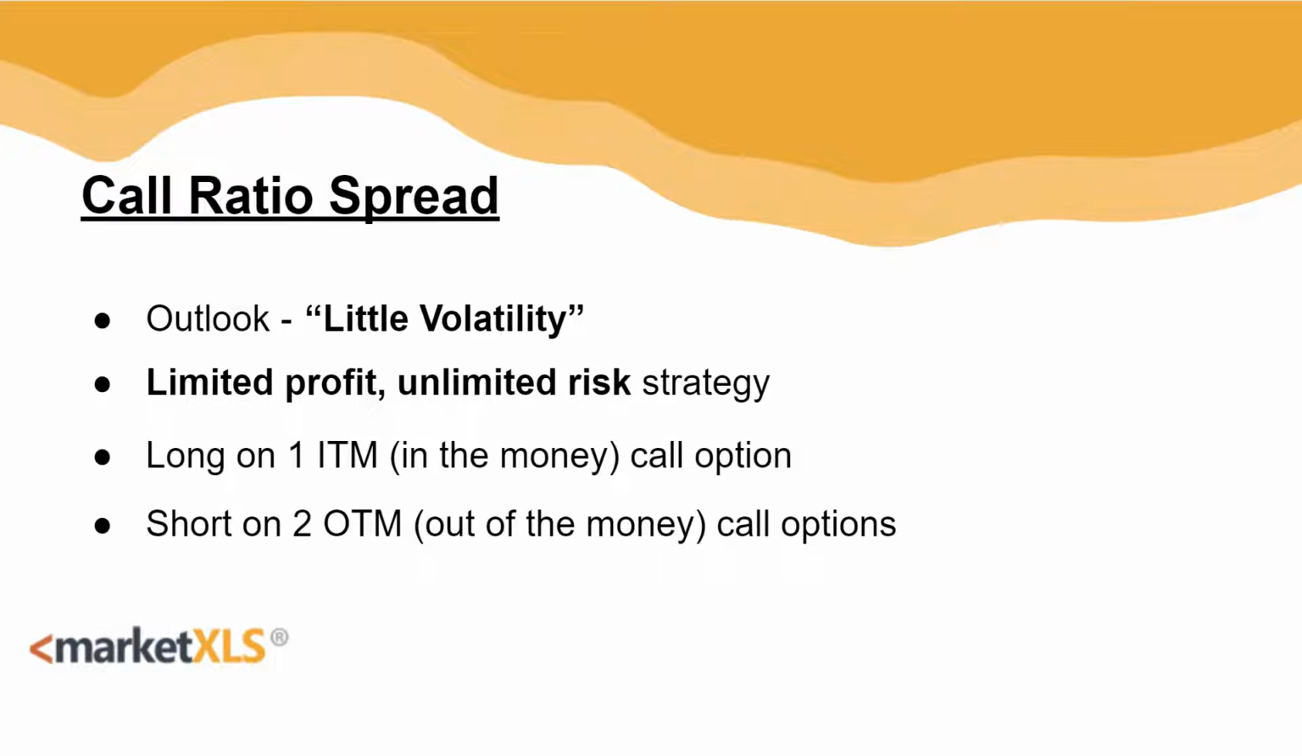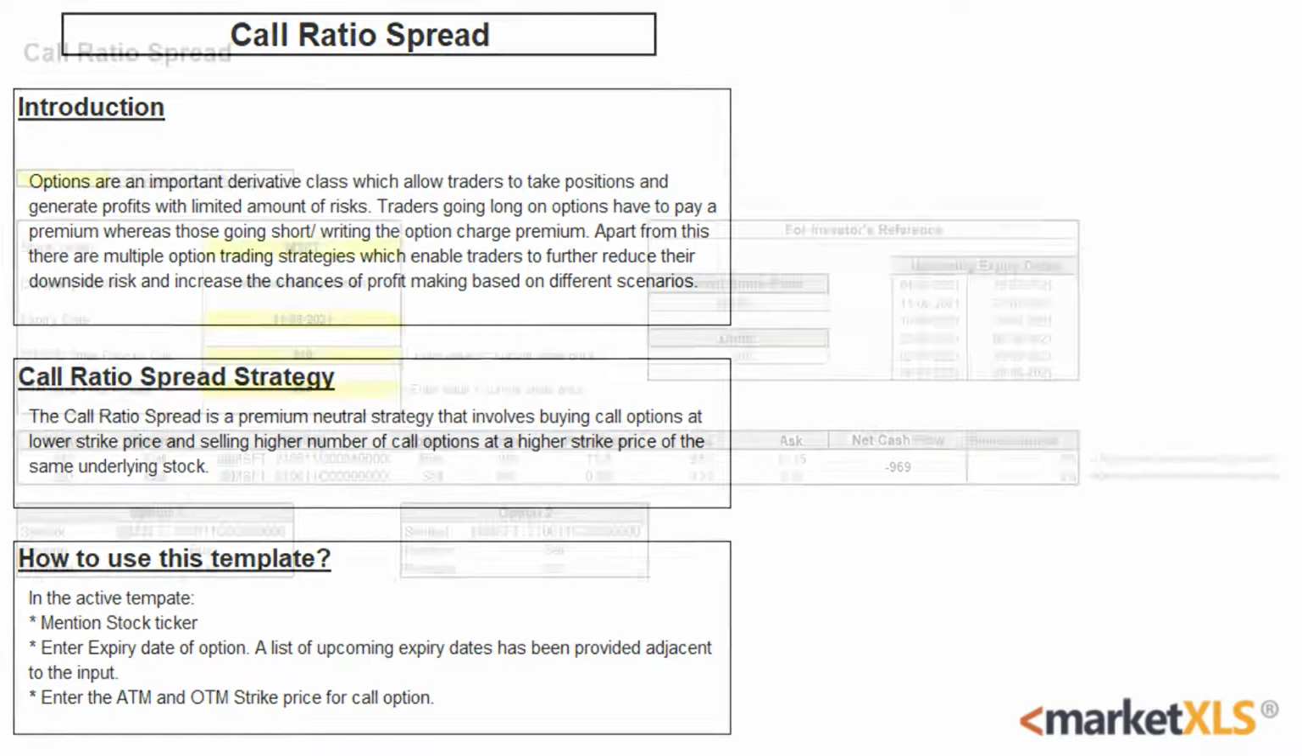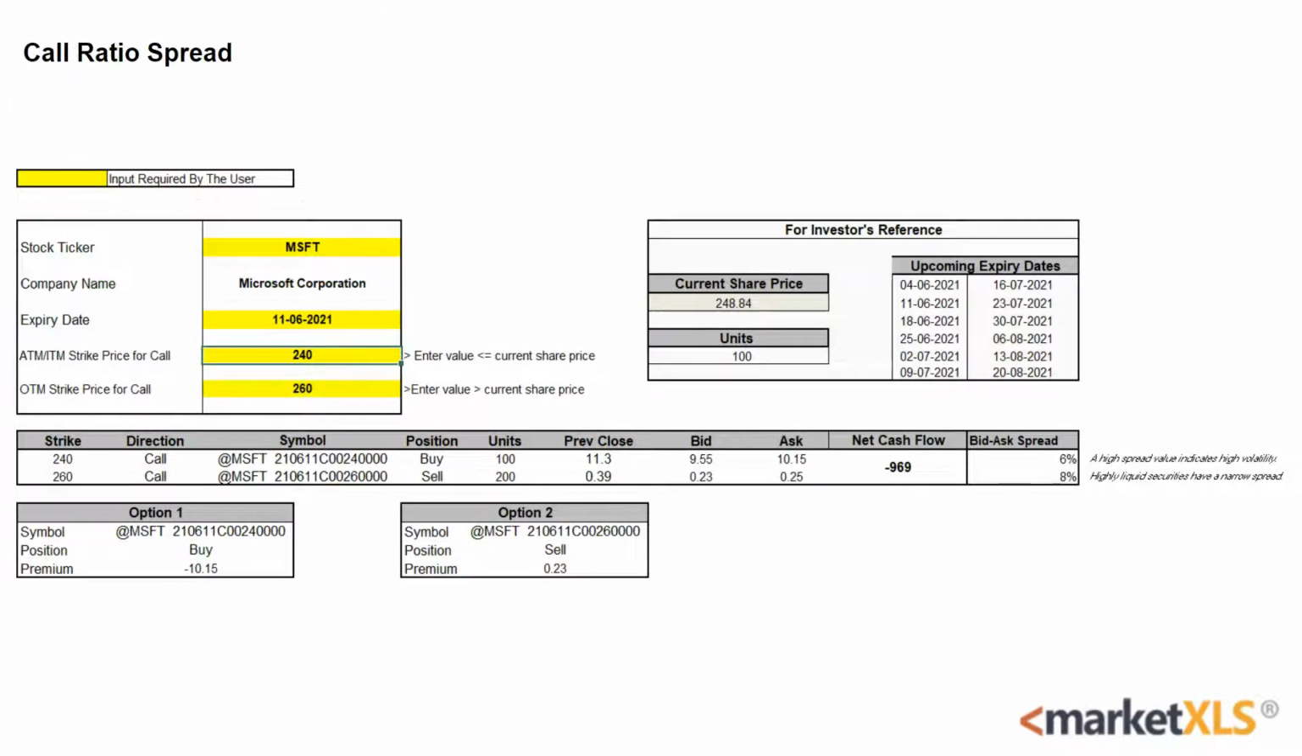MarketXLS offers a template for this strategy. Here's an introduction page and here's an active template. The yellow cells have to be inputted by the user. So the stock ticker, expiry date, in the money and out of the money strike prices for the call. Some upcoming expiry dates are available for reference on this side.